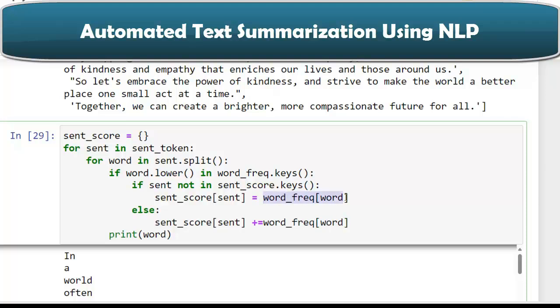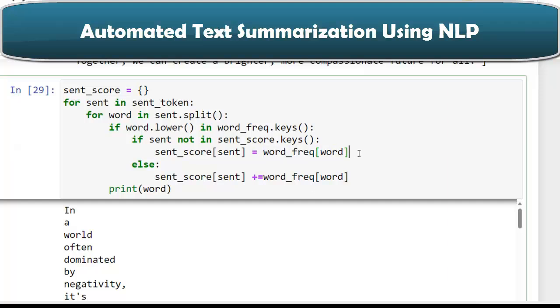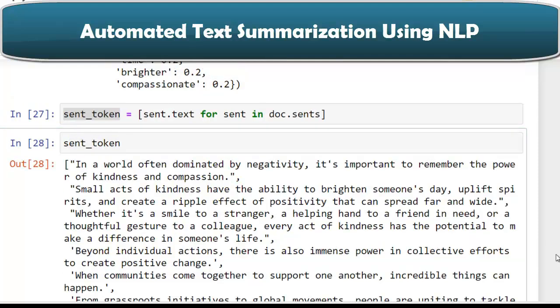So here we are extracting the word frequency for this particular sentence. In this case, our sentence becomes the key in this particular dictionary, and the word weightage, this one that we have normalized, will become the values. Now let me explain this code. As you know, this line initializes an empty dictionary named sent_score, which will store the scores of each sentence. Now this loop iterates over each sentence in the sent_token list, which contains the individual sentences from the text. This one, right? That we have just created.